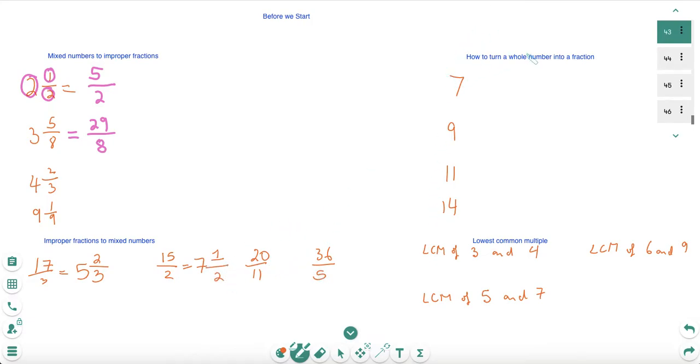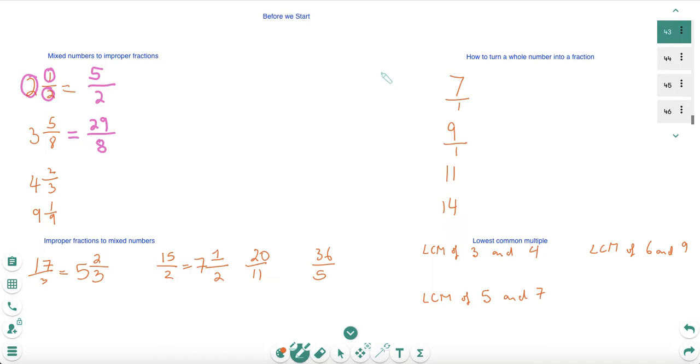Next, how do I turn any whole number into a fraction? How would I turn 7 into a fraction? To turn any whole number into a fraction, it's just going to be the number over 1. To turn 9 into a fraction, it'll just be 9 over 1. Do the same thing for 11 and 14.